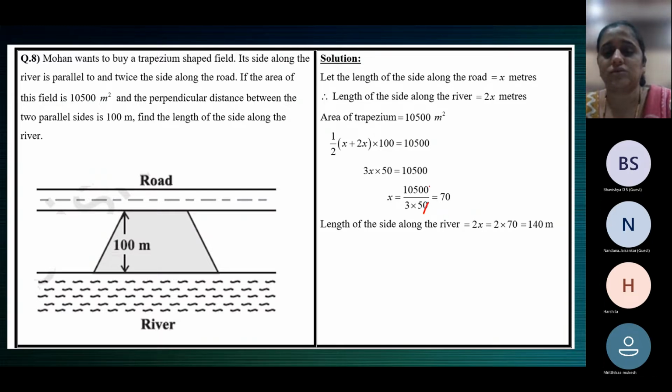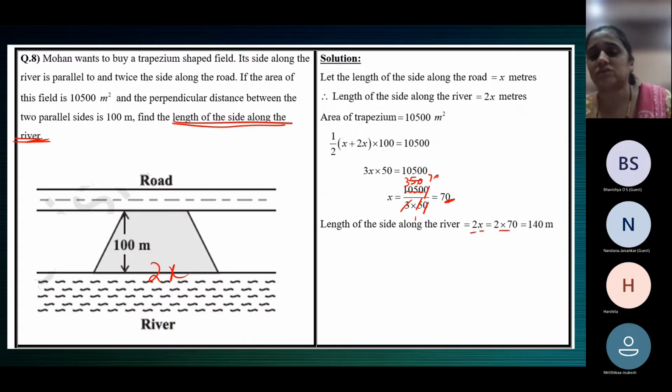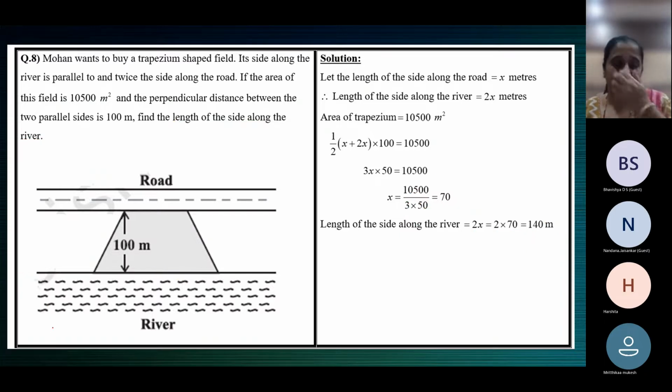So you can cancel the zeros and then simplify. 3 times 3 is 9, 3 times 5 is 15. 0, then 5 ones are 5, 70 times. So x is equal to 70. The question is to find the length of the side along the river, that is 2x. The length of the side along the river is 2x. So it is 2 into 70, which is 140 meters.